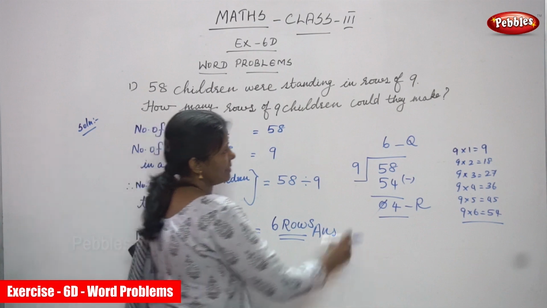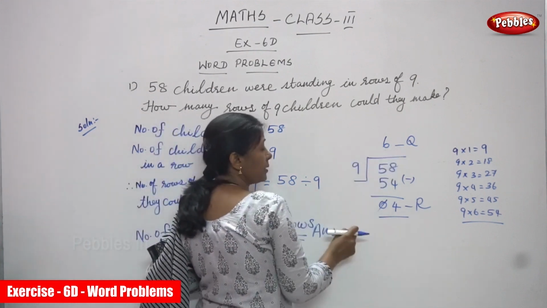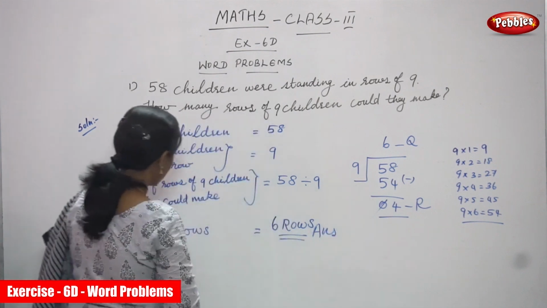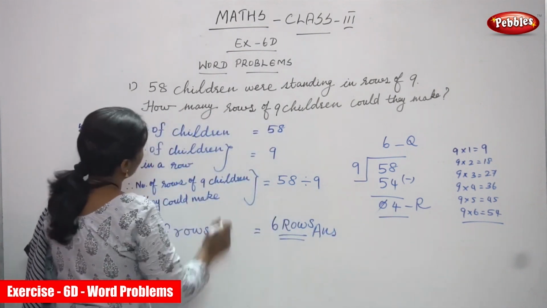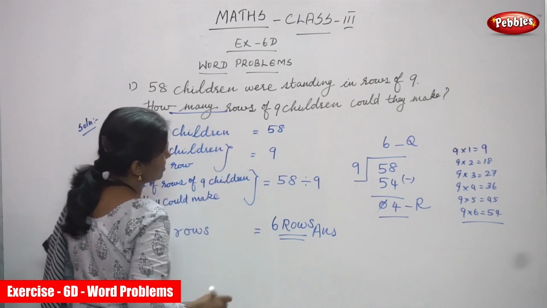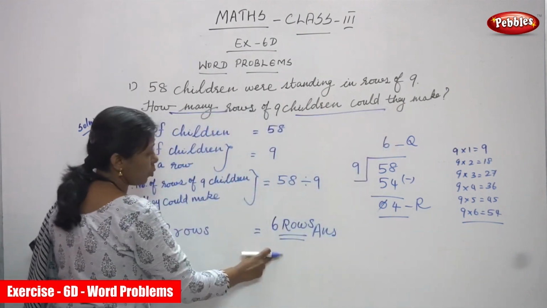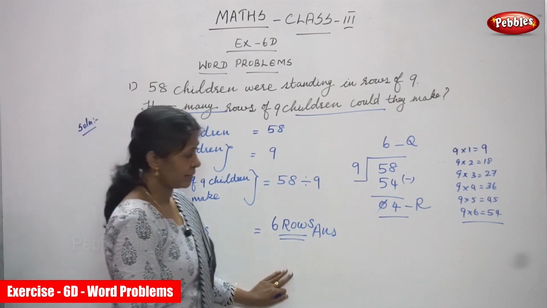Okay. The quotient is 6. You have to consider only the whole number, that is the quotient. That means the number of rows is 6 rows. How many rows of 9 children could they make? This is the question. That means the number of rows is equal to what? 6 rows. This is the right answer.